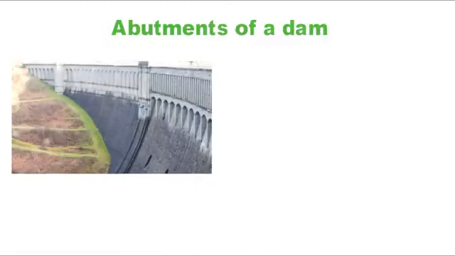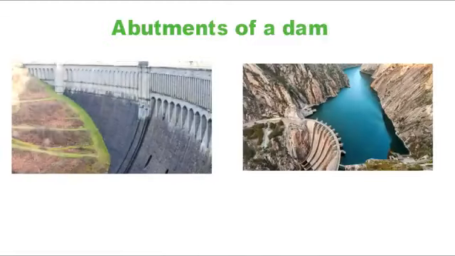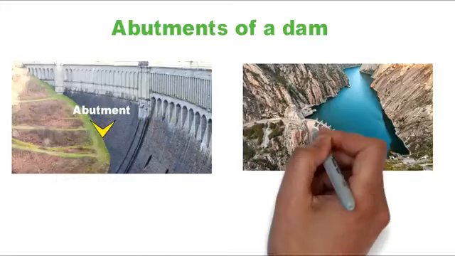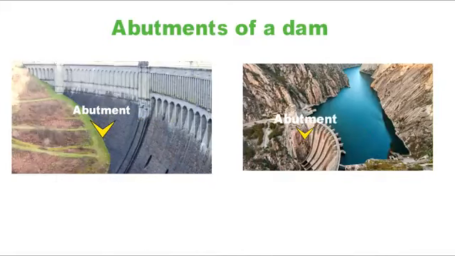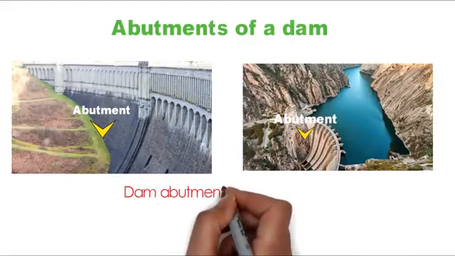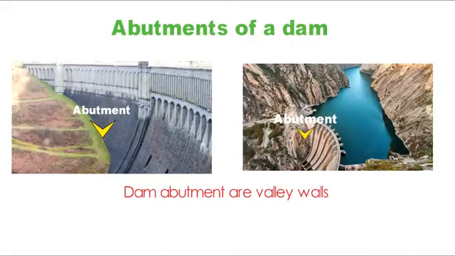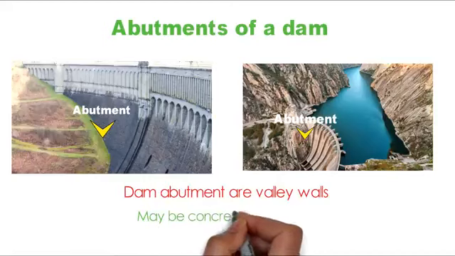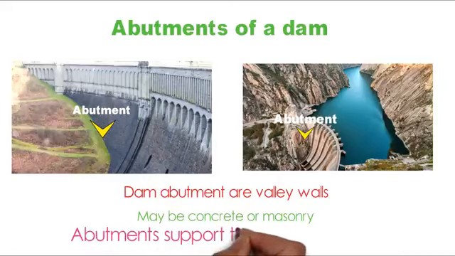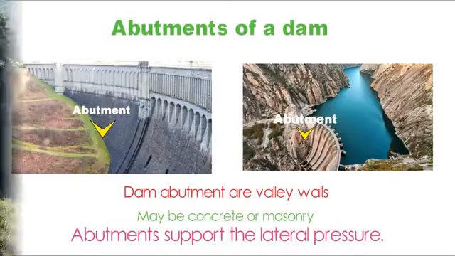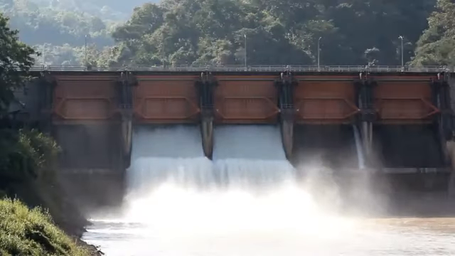Next is abutments of a dam. Just go through these two pictures of dams, and this particular area is called the abutment of the dam. The dam abutments are basically valley walls. They may be concrete or masonry structures, and abutments support the lateral pressures acting on the dams.